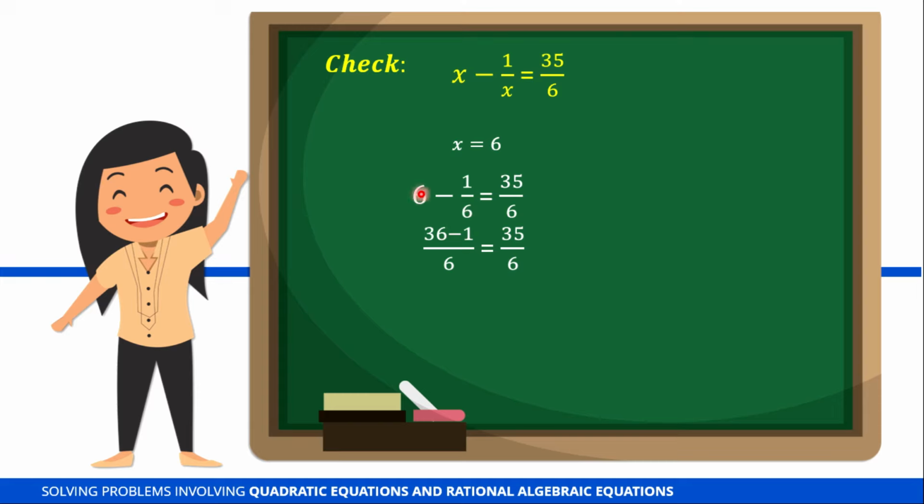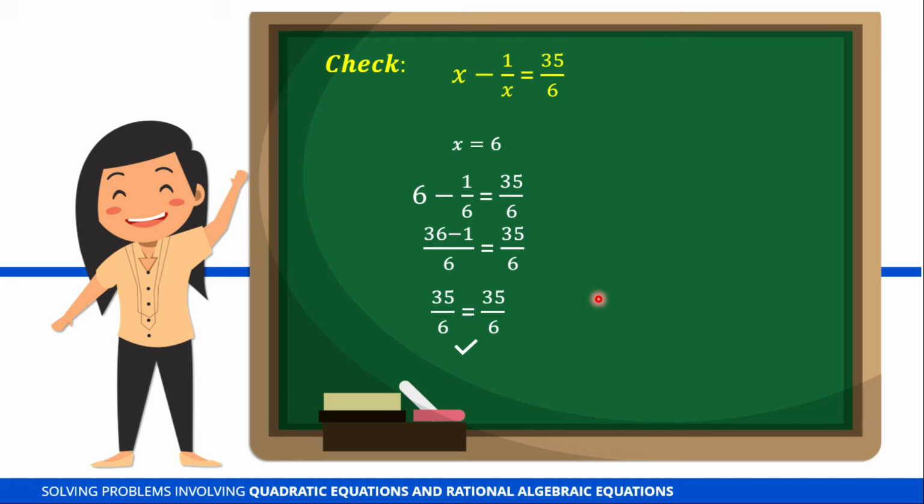And then multiply natin yung numerator sa pangalawang denominator. 6 times 6, we have 36. And then negative 1 times the denominator of 6 na 1, we have negative 1. 36 minus 1, that's 35 over 6. So sakto ang ating nakuhang sagot. Ibig sabihin, isa ang 6 doon sa ating number na hinahanap, doon sa ating word problem.